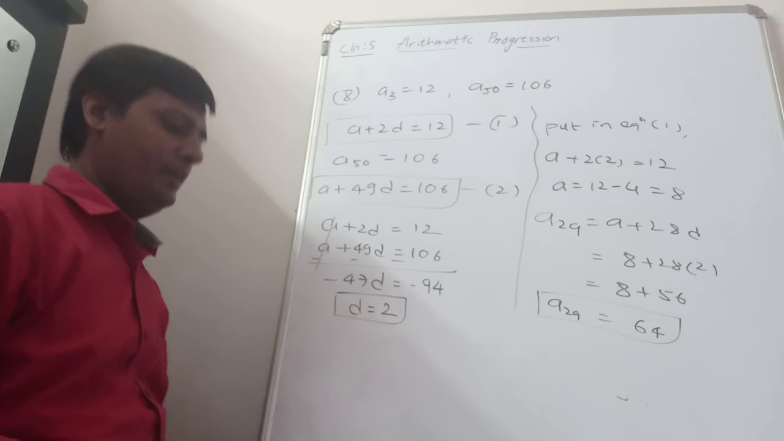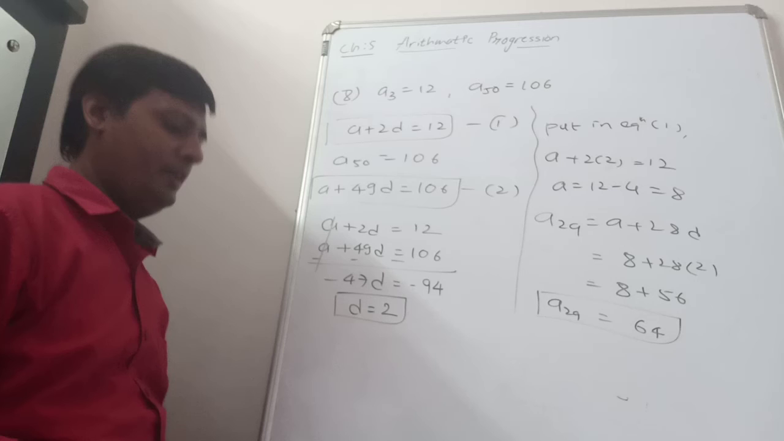Ninth question: if the third term and ninth term of the AP are 4 and minus 8 respectively. So the third term is equal to 4 and the ninth term is equal to minus 8. Which term of this AP is 0?